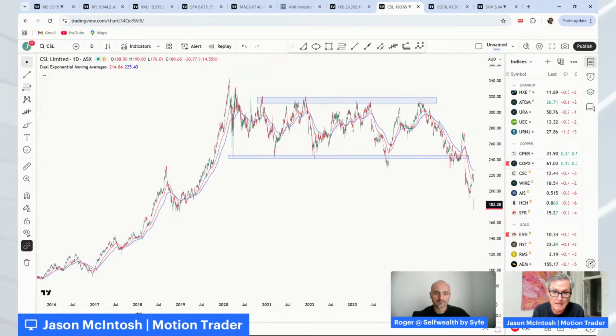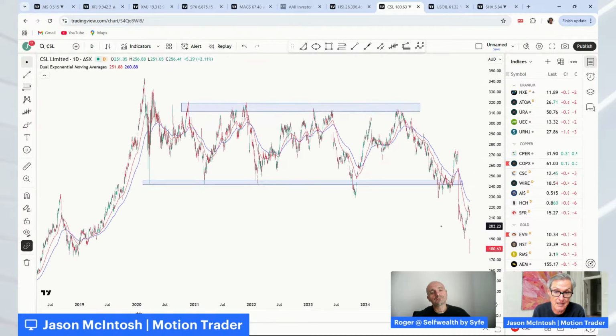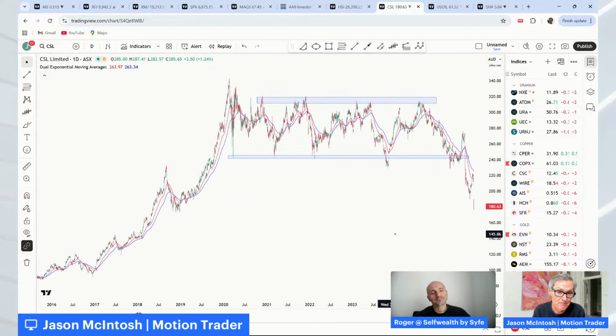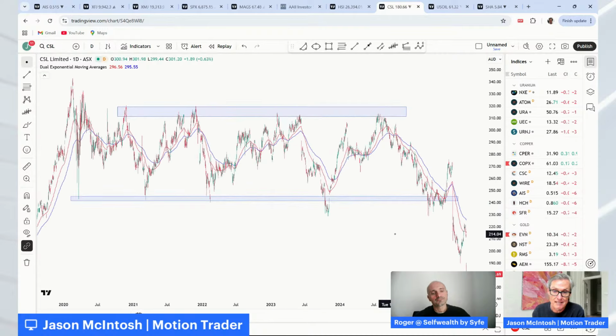It could rally from here, but we could have said that over the last couple of months. The path of least resistance for now is down, so step out of the way while that's the case. Look, I think that's all we can say there, Rog. It's not the time for CSL.